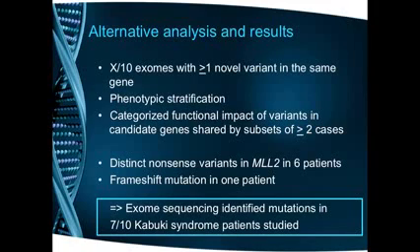And doing that, they actually found nonsense variants, so premature stop codons, in 6 of their patients, and a frameshift mutation in 1 of their patients, in 1 gene, in the MLL2 gene. And that was very promising. So now they had something identified in 7 out of their 10 patients, and they were really excited about that.